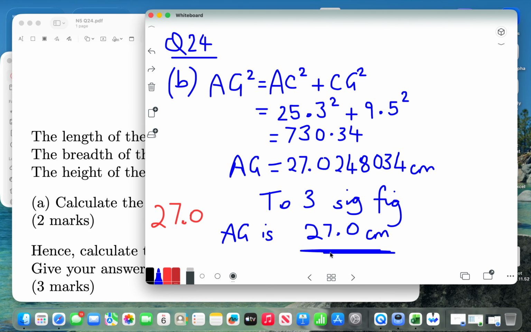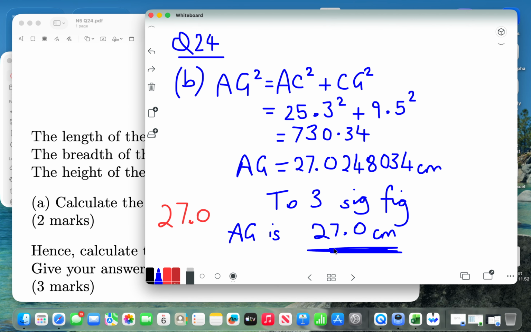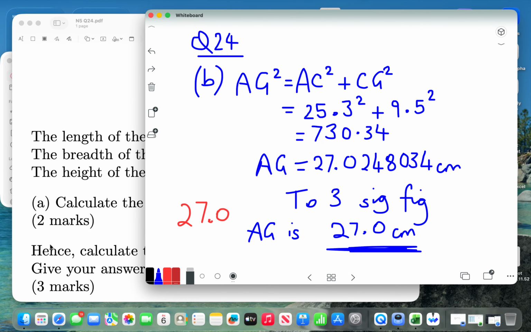And you have to pay attention to rounding, but that would be us finished.